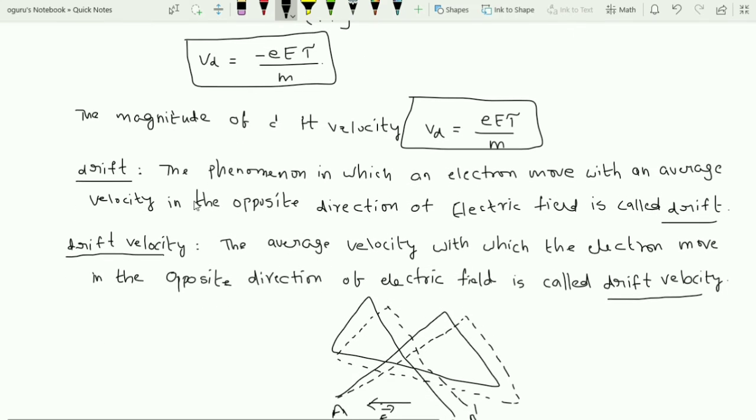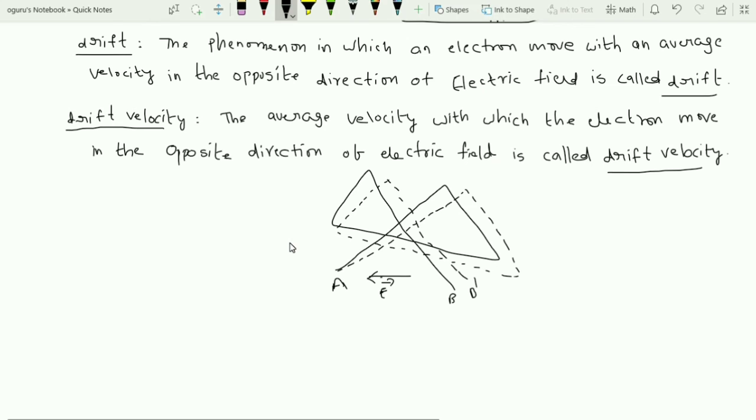Now let us discuss the definitions of drift and drift velocity. The drift is the phenomenon in which the electron moves with an average velocity in the opposite direction of the electric field. Next, drift velocity. The definition is: the average velocity with which the electron moves in the opposite direction of the electric field is called drift velocity. Now the concept of drift can be understood from this figure.